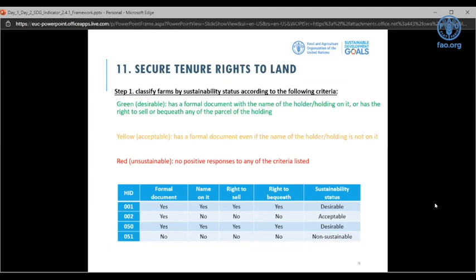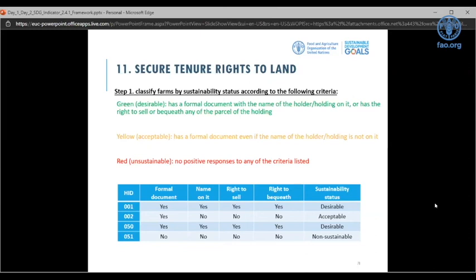These questions are asked, and based on the data received, we then assign sustainability statuses as per the criteria listed here. So the holdings will be classified as green if it has access to a formal document with the name of the holder and the holding on it. Or if it doesn't have the formal document, then in this case, the holding or the holder should have the right to sell or bequeath any parcel or plot of the holding, okay? So this is the condition for us to assign green status to the holding and agricultural land area.